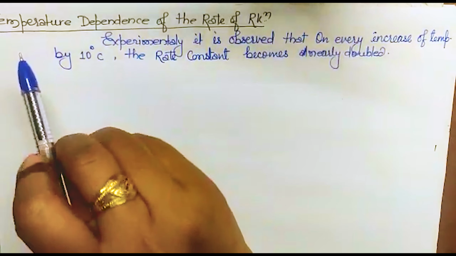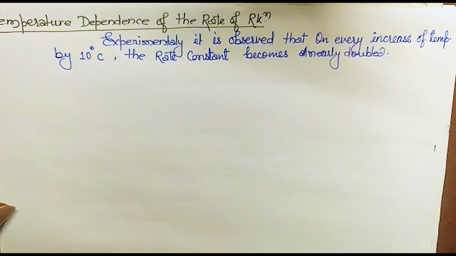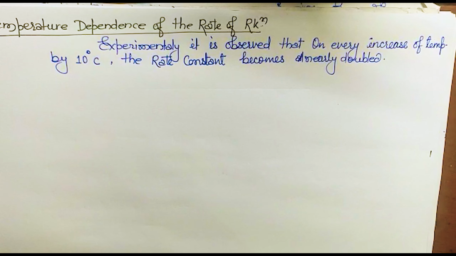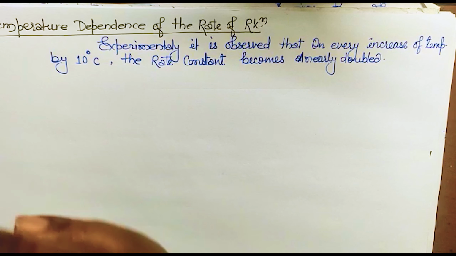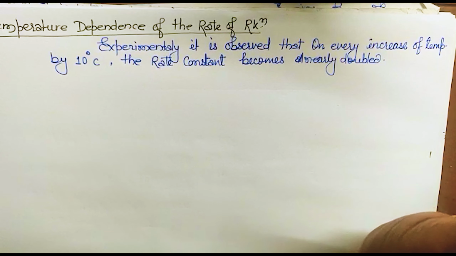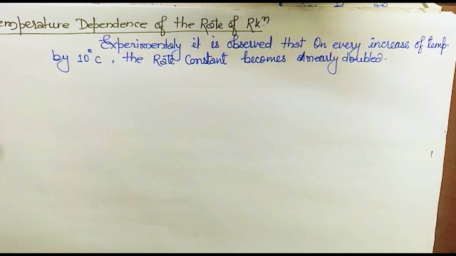So the next topic is temperature dependence of the rate of reaction. How the rate of reaction depends upon temperature. We very well know this thing. Whenever we increase the temperature, the rate of reaction increases, isn't it? That we have done. Here there is a relation given between the rate constant and the temperature, and that was given by the Arrhenius equation.